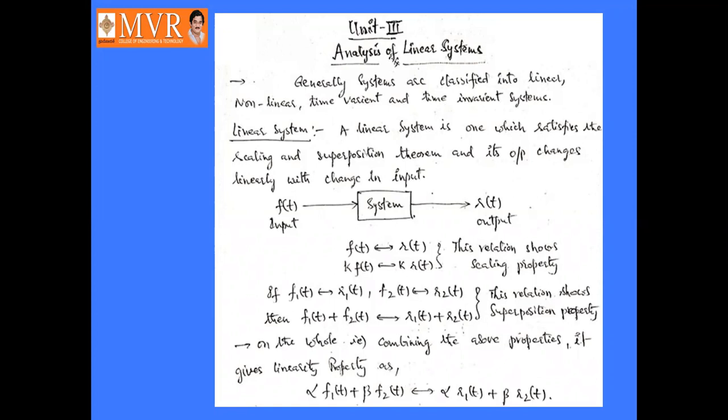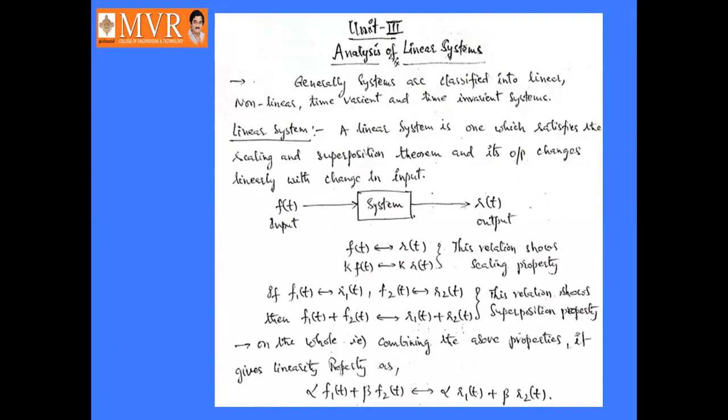So what is meant by a linear system? A system is said to be linear if it satisfies the scaling property as well as the superposition theorem. See here, this is the system. It has the input f of t and output r of t. The input is also called the excitation signal, and the output r of t is also called the response.